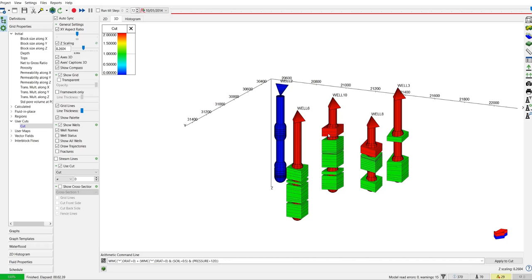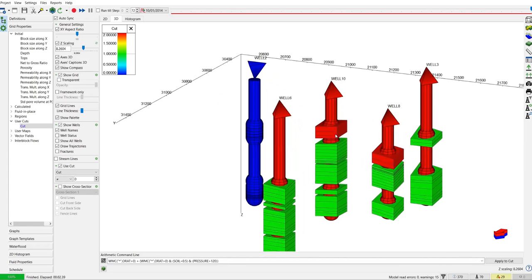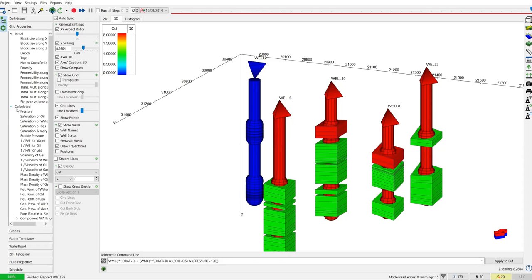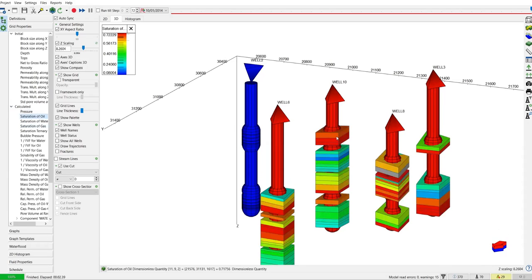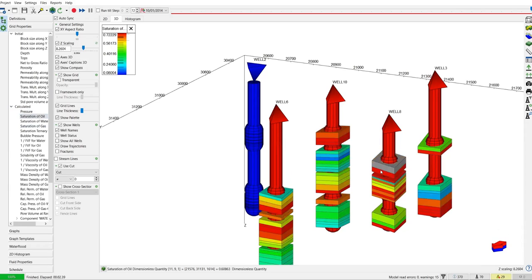Okay, so we can be sure that this red color will have oil saturation greater than 0.5 for sure because of this command, and for sure the pressure is greater than 120. So can we check that? Let's check the pressure. You see here the pressure is greater than 120. The pressure here is greater than 120. And you can also check the saturation: 0.7 and 0.6.